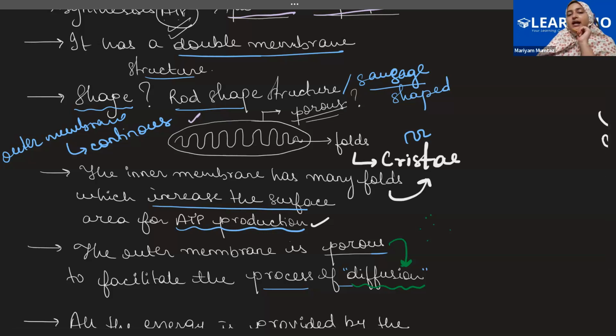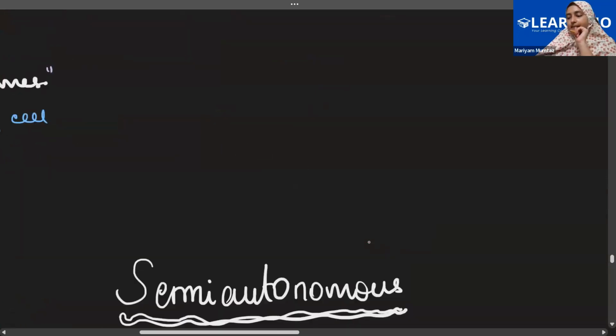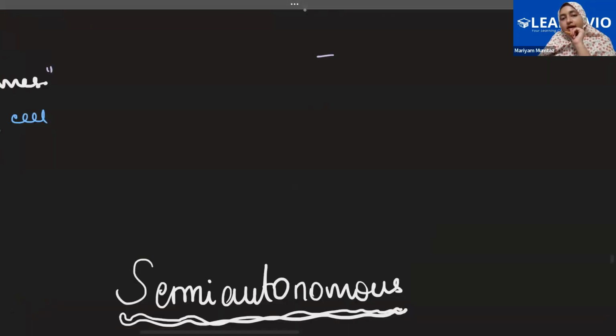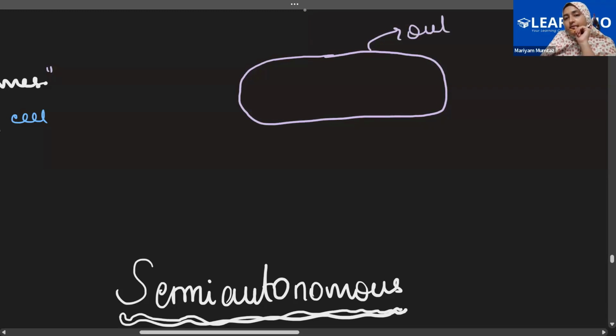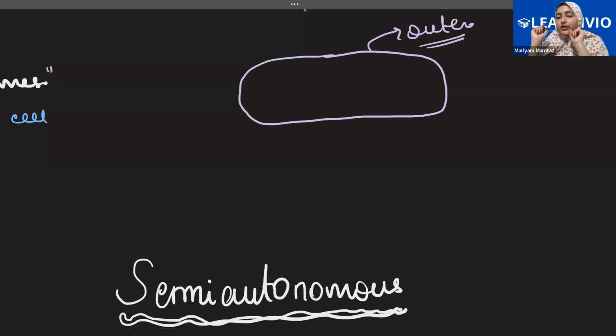Now always remember, I told you that mitochondria is a double membrane structure. So this structure that I've drawn, this is the outer membrane. Now, if I ask you all, is this outer membrane continuous or discontinuous? What would your answer be? Is it continuous or discontinuous?